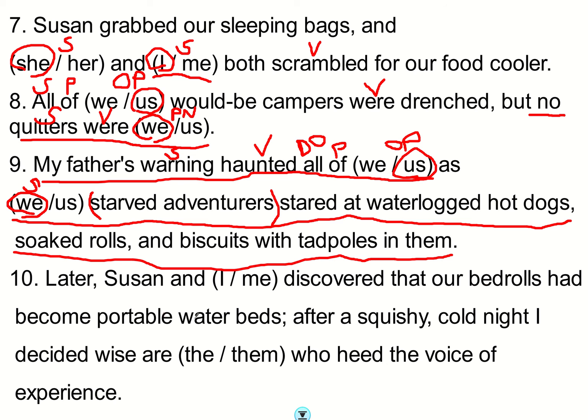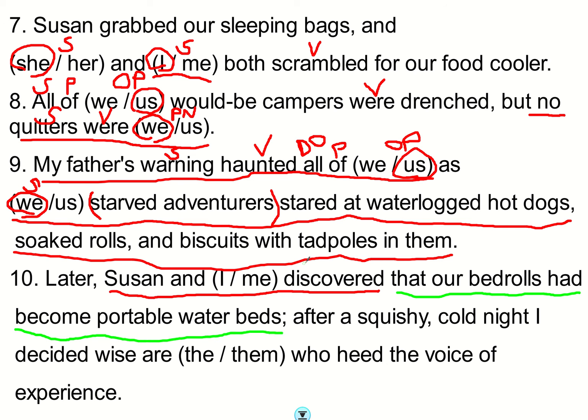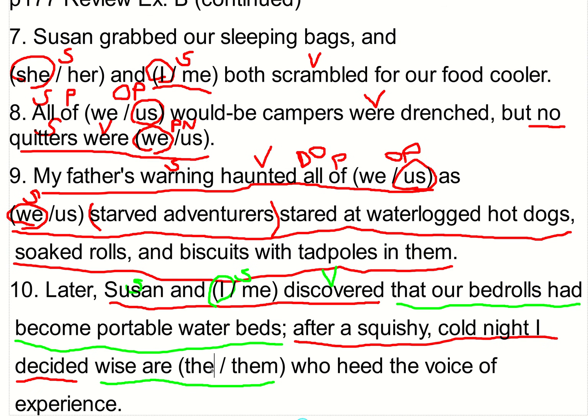Number 10, looking at this portion before the semicolon, there are already 2 clauses in there. First one is all the way up to discovered, and then we have a new clause starting with that and going to the semicolon. So looking at this part in red, we have Susan as a subject and I or me as, not as a verb, as another subject. It's a compound subject, and discovered as the verb. So since it's a subject, it's nominative, it should be I. And then in the part after the semicolon, we have, after a squishy cold night, I decided. That's a new clause. And then we have another clause, and I just noticed a typo. That should be they or them. Let me fix that real quick so that makes a little bit more sense.